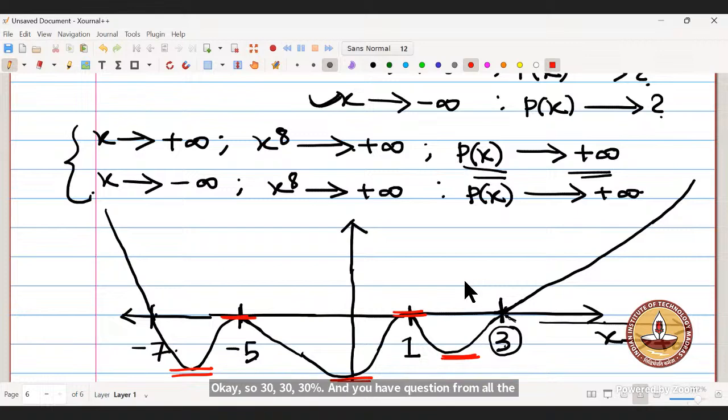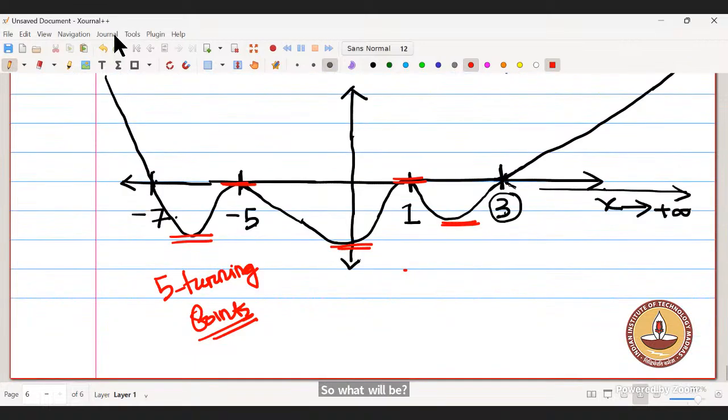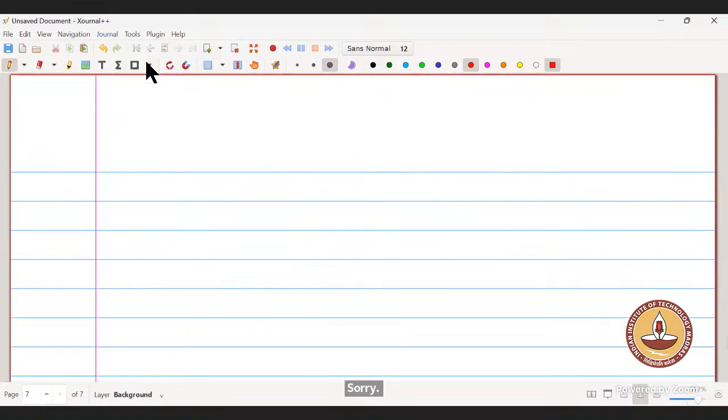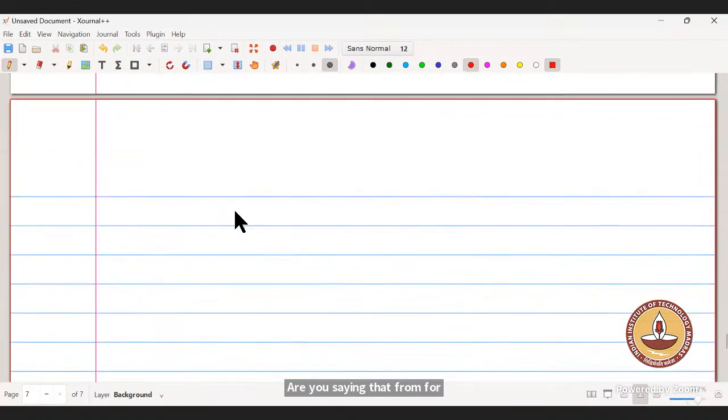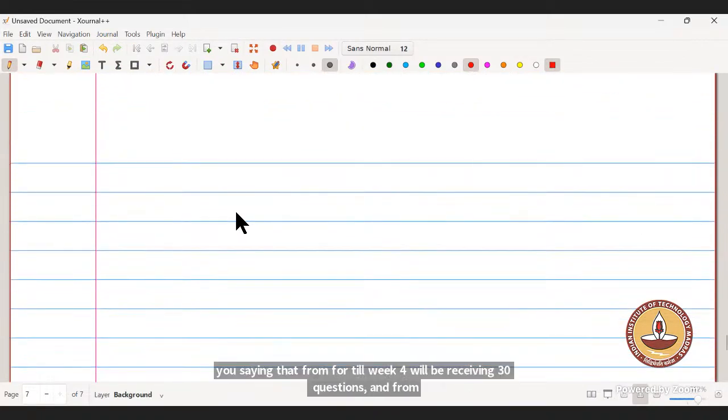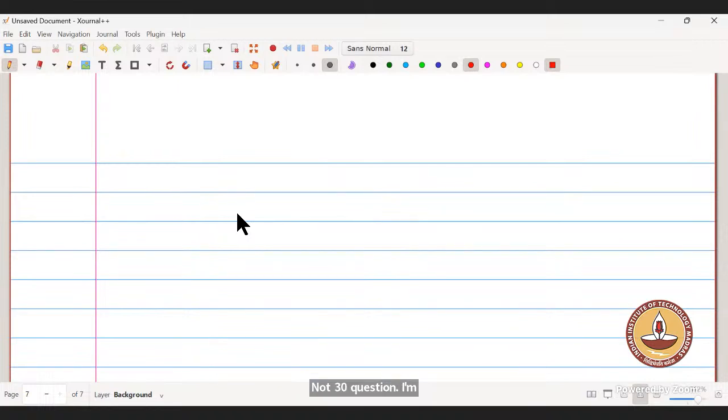Are you saying that for week 1 till week 4 we'll be receiving 30 questions? Not 30 questions, I'm saying the percentage. Okay, percentage. So what will be the weightage of mathematics for the qualifier exams? Marks weightage, that I certainly don't remember.